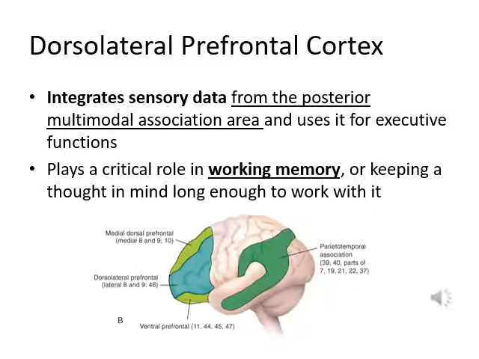The dorsolateral prefrontal cortex receives the sensory data from the posterior multimodal association area, then integrates it and uses it to perform executive function. It also has a very important role in working memory, so it can keep information in mind and work on it.